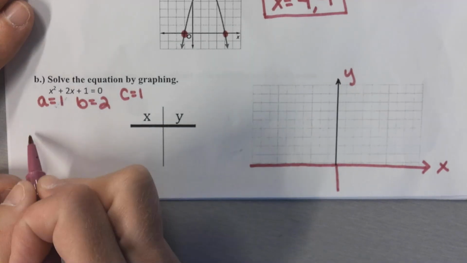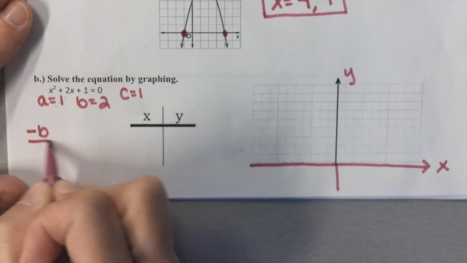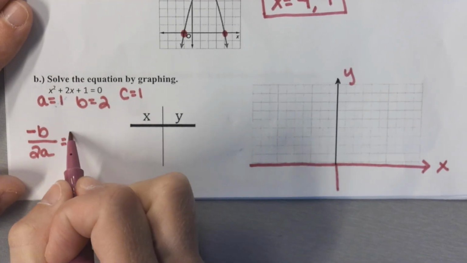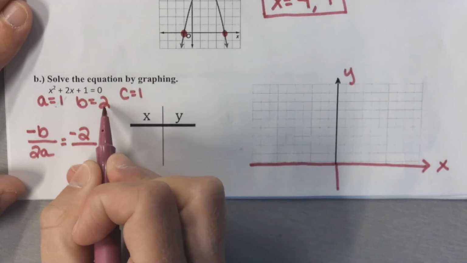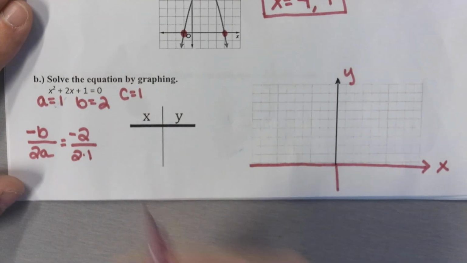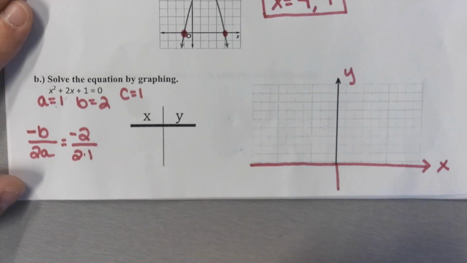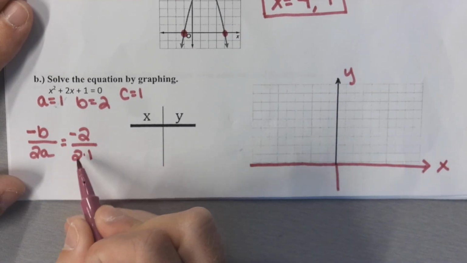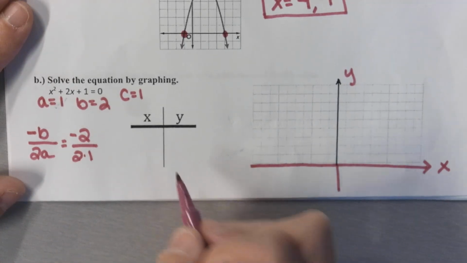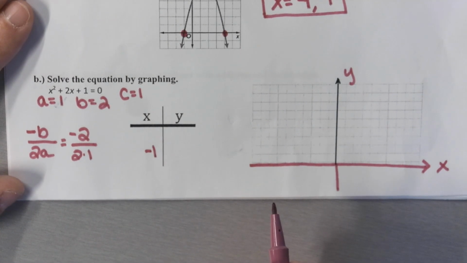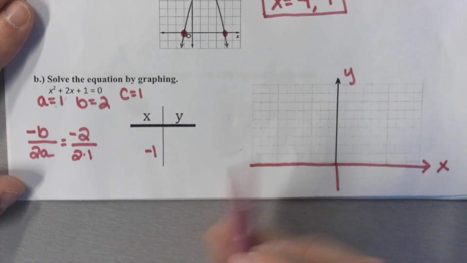Okay, so remember that our first part of graphing a quadratic equation is to find the vertex. And remember, to find the vertex, we do that -b over 2a business. So -b would be -2 over 2 times a, 2 times 1. What is negative 2 divided by 2? Negative 1. Okay, so that's the x-coordinate of my vertex.